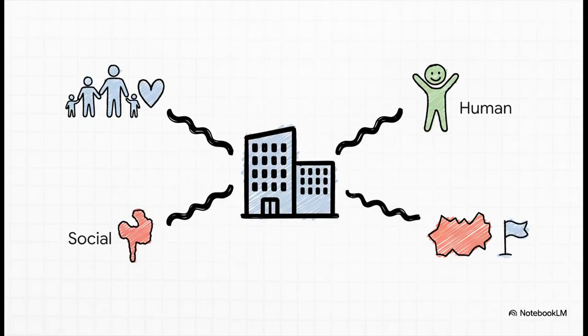And this right here is where the whole picture gets way bigger than just one company. A business doesn't exist in a bubble. It's a part of a community, a part of a society. And that means it has social objectives, like making sure its products are safe and high quality. It has human objectives, like treating its employees well. It even has national objectives, like creating jobs and paying taxes that help the whole country.